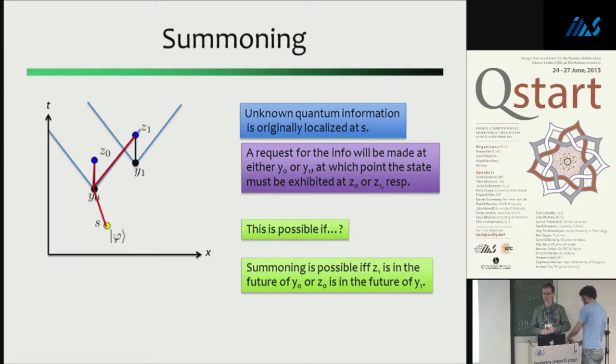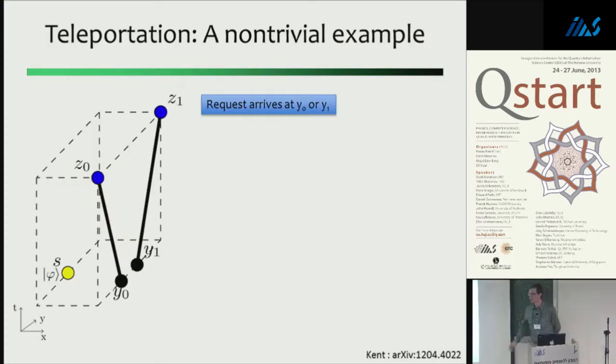Looking at the task. All right. So in the previous slide, I assumed that the quantum information was originally localized at this point S, which was in the past of the request points.